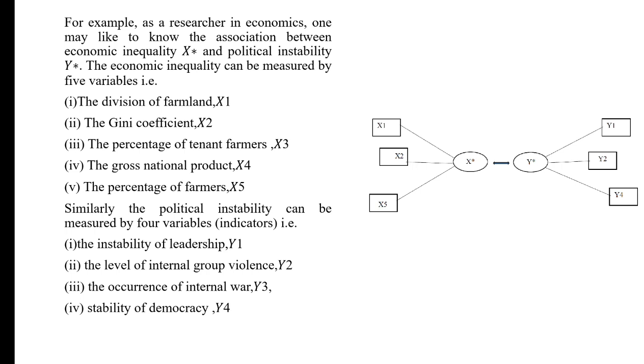Here is an example of a relationship between economic inequality X star and political instability Y star. The economic inequality can be measured by five variables: the division of farmland X1, the Gini coefficient X2, the percentage of tenant farmers X3, the gross national product X4, and the percentage of farmers X5. Similarly, the political instability can be measured by four variables: the instability of leadership Y1, the level of internal group violence Y2, and the occurrence of internal Y3, stability of democracy Y4.